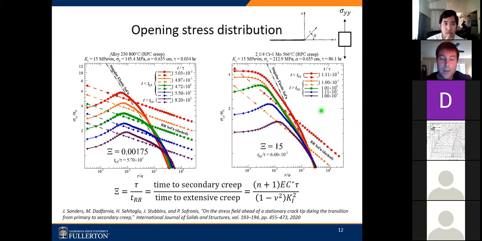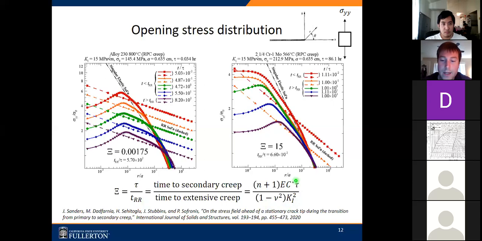So clearly, primary creep is having a significant effect on the stress field ahead of that crack in the chrome moly steel. It would not be a good idea to neglect primary creep in chrome moly steel. And one of the things we found, we were actually able to define a dimensionless number, which we called xi, the capital Greek letter xi. And it's really just a ratio of two timescales. We've got tau, which is the time to secondary creep, and we've got TRR, which was the time to extensive creep of the whole specimen. And the ratio between those two is given here.